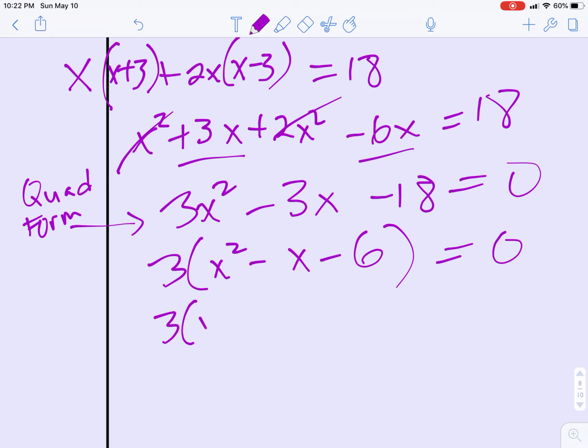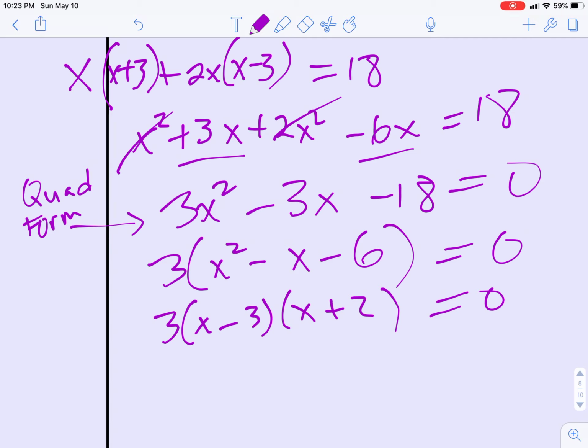Or, quick factor this bad boy, factors of negative 6 that add up to negative 1: negative 3 and 2. I can't believe I did the quadratic formula wrong. It's all over 2a, but whatever I was saying, forget about it. Look it up online, okay?